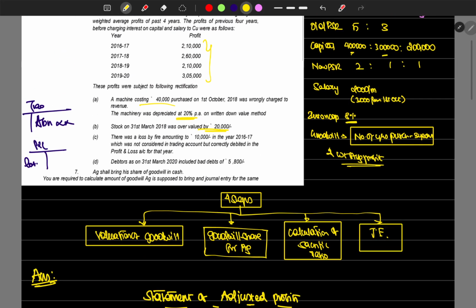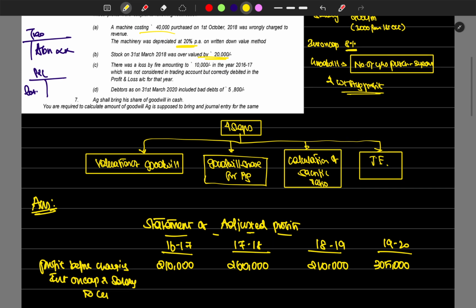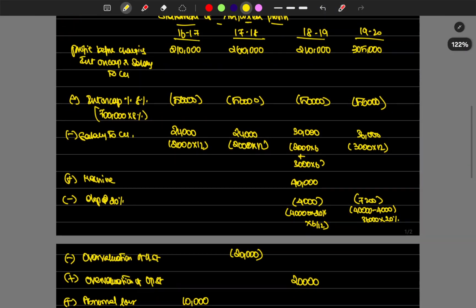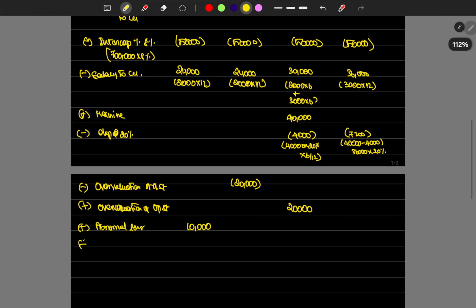Then what's the entry? Included the bad debts. Okay, we have to remove that. Since we have added the bad debts, recognized the bad debts as the amount receivable, our net profit would have been increased. So we have to reduce by 5,800 during 2020. Okay, last year, which is 5,800, right? That's it.